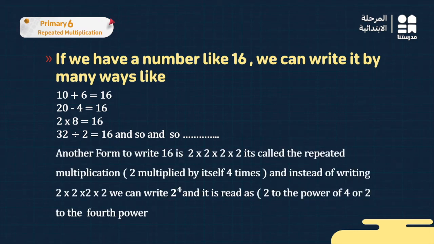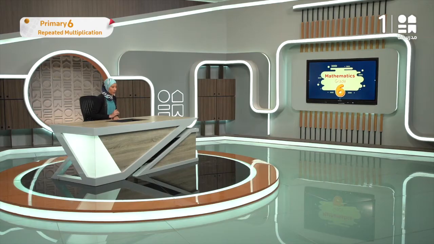Another way of writing 16 is by making 2 times 2 times 2 times 2. By multiplying 2 four times, it also gives me 16. So if I have one number and I'm repeat multiplying it 4 times or more, it means that I'm making a repeated multiplication. I'm repeatedly multiplying the same number.